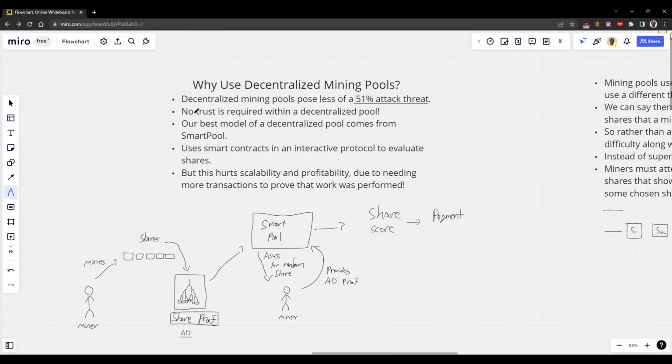Similarly, no trust is really required within a decentralized mining pool. Because normal mining pools are managed by a singular entity, there is trust required that your work is calculated correctly, and that nothing happened to your payment, etc. So really, in a decentralized mining pool, no trust is required compared to traditional mining pools.